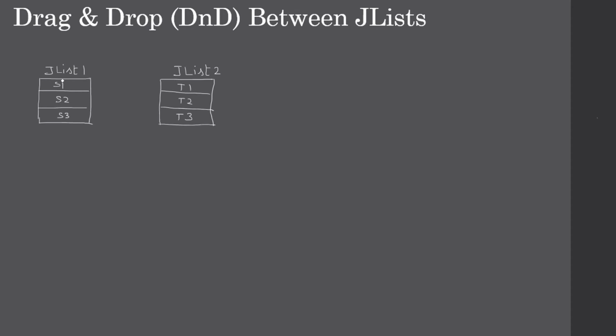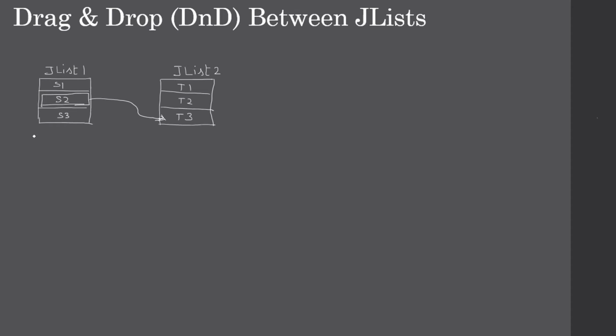So let us consider that we have 2 JLists and each contains 3 items. We will also assume that each JList is a multi-select JList. Okay, in this let's consider these 2 JLists as single select JLists. First you will select an item, then you will drag and drop it here. We will assume like that.